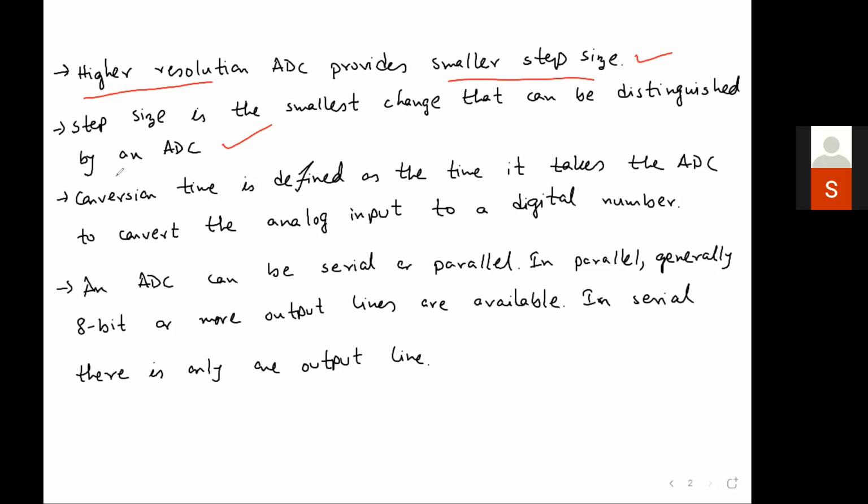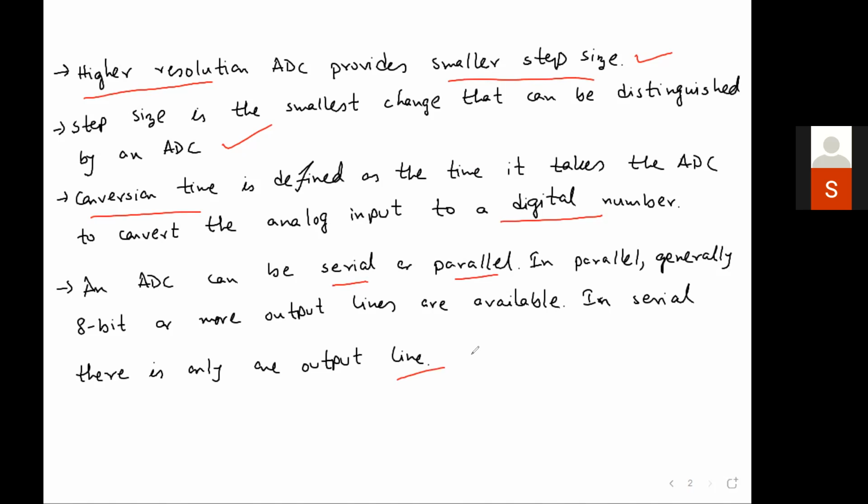So have patience. And the second last thing we have is conversion time. This is the time that your ADC takes to convert your analog signal to a digital number. One thing to remember is whenever we say digital in this chapter, we mean binary, okay? So we take an analog signal or analog input and we convert that into a binary number. And finally, an ADC can be serial or parallel. In parallel, normally we have 8-bit or more lines, I mean, output or input or data lines, whatever you say. But in serial, we have only one output line. So that's it about the introductory discussion about ADC.